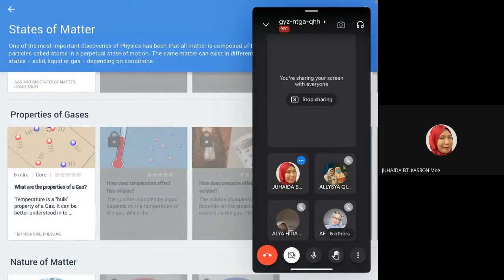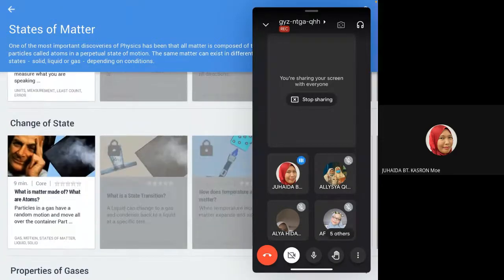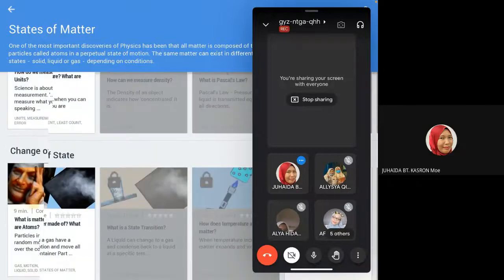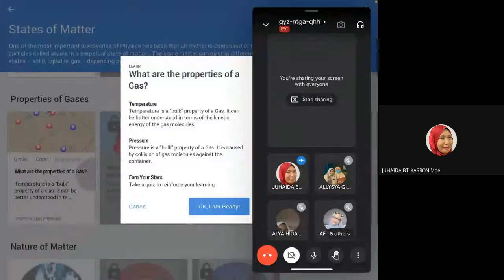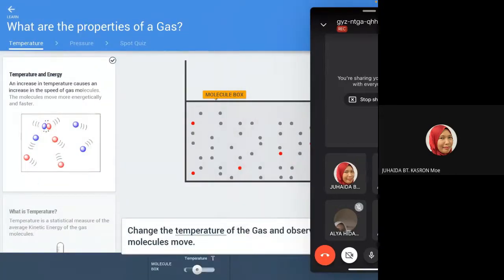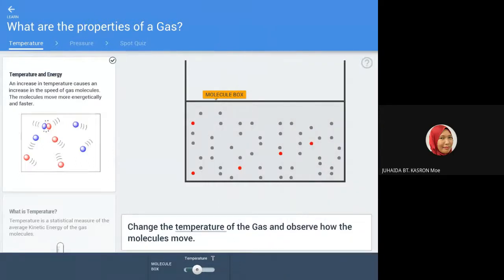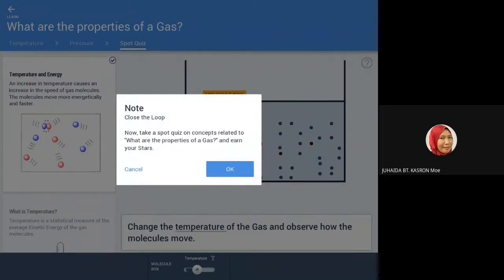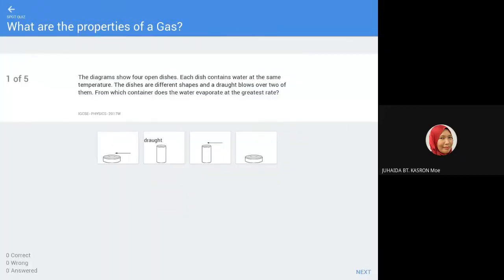Teacher, the question is the section of properties of gases for box 1 and box 2, right? Yes. Click the first box. Properties of gases, yes. Okay, I'm ready. Click it. So find the spot quiz up there. There is a spot quiz up there. So everyone, this is the question. Okay, discuss it.